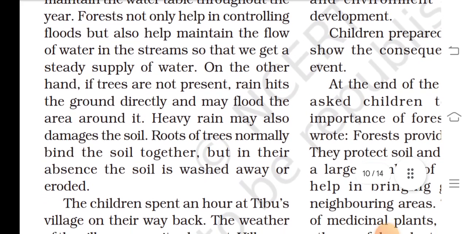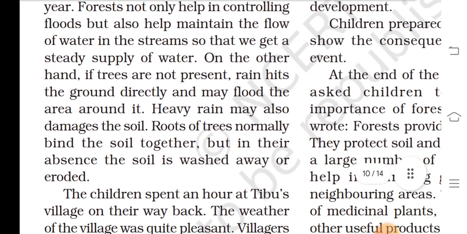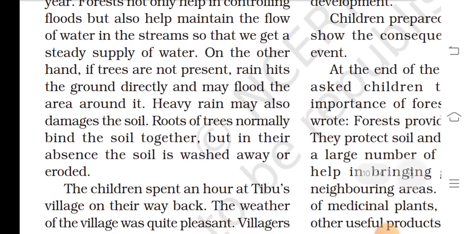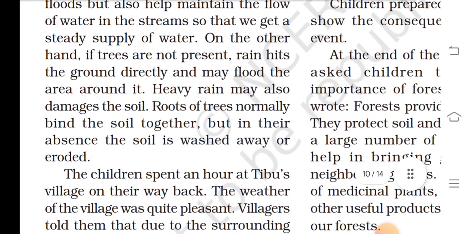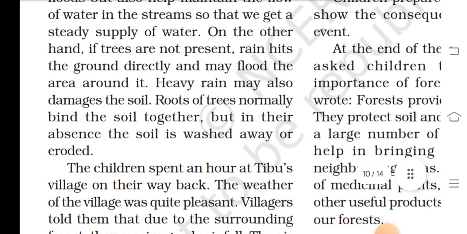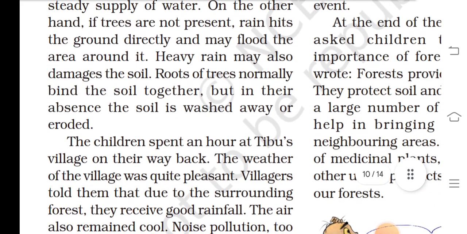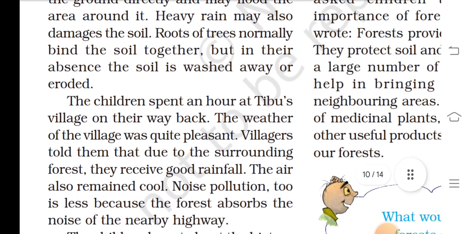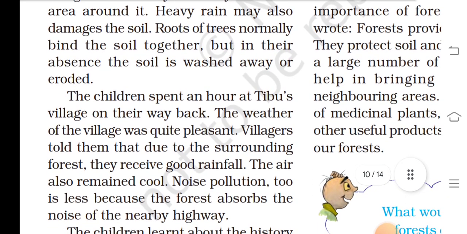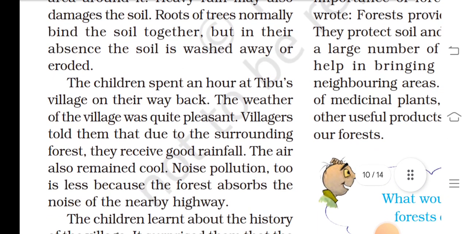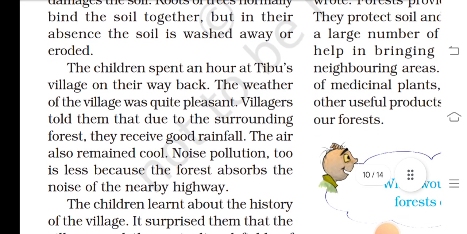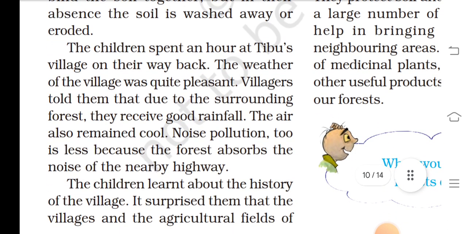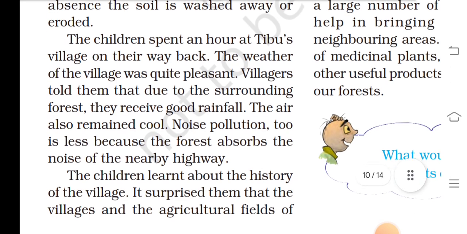The forest not only helps in controlling floods but also helps maintain the flow of water in the streams so that we get a steady supply of water. On the other hand, if trees are not present, rain hits the ground directly and may flood the areas around. Heavy rain may also damage the soil. Roots of trees normally bind the soil together, but in their absence, the soil is washed away or eroded.